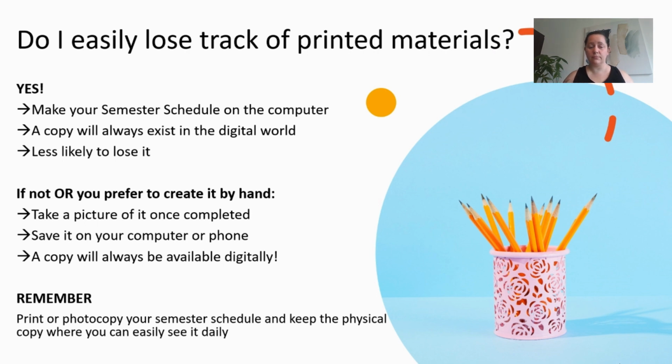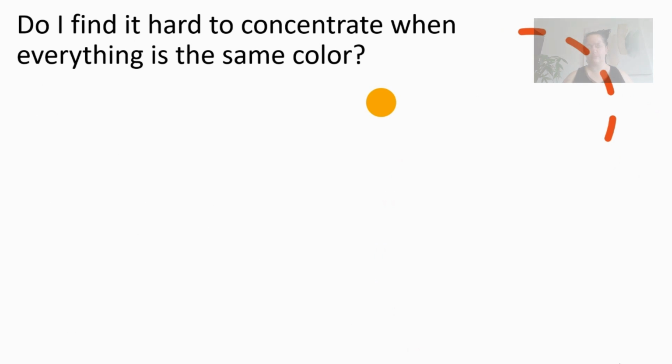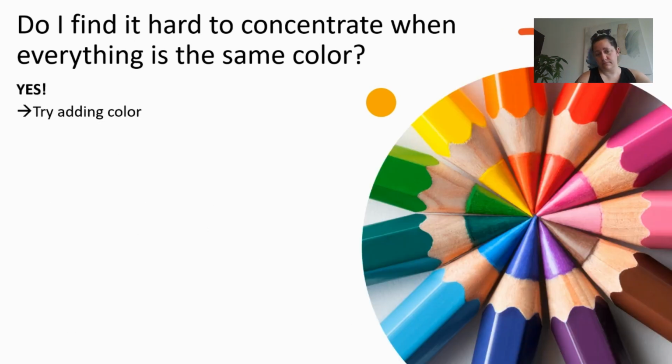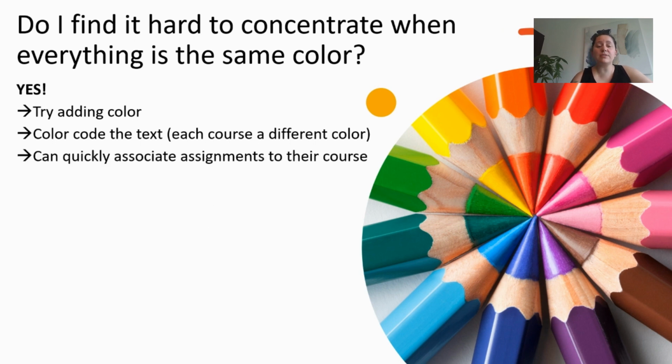But remember, always print or photocopy your semester schedule and keep the physical copy where you can easily see it daily. Next, ask yourself, do I find it hard to concentrate on documents or differentiate between courses on a schedule where everything is the same color? If yes, try adding some color, just like in the example we saw. You can color code the text and use a different color for each course. This way, you can quickly associate the assignments to their course based on the color.